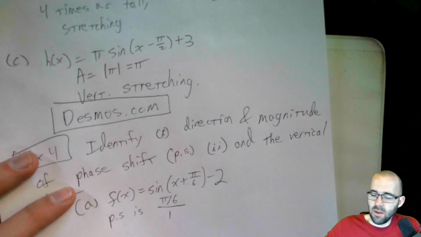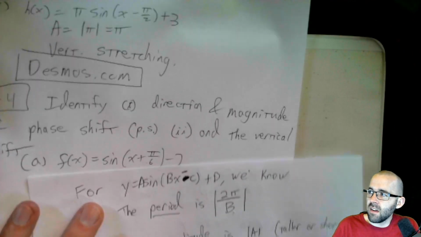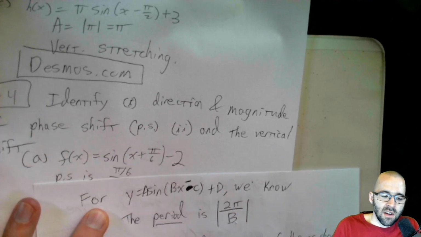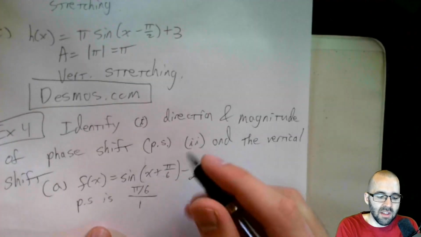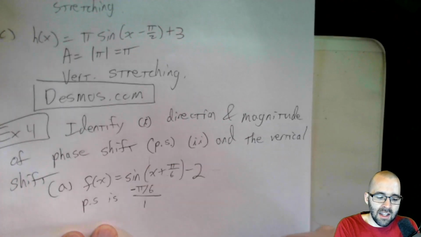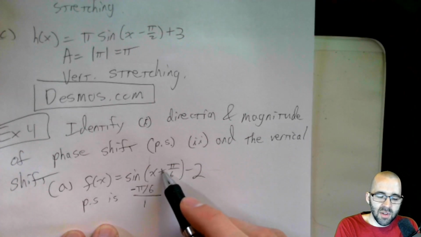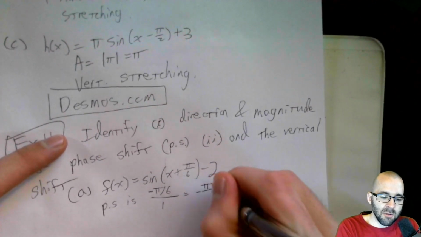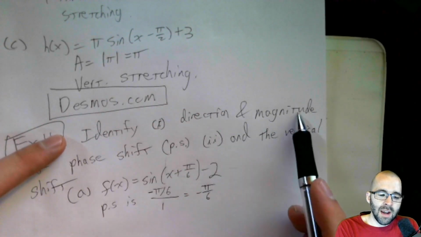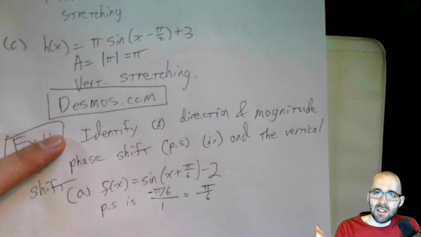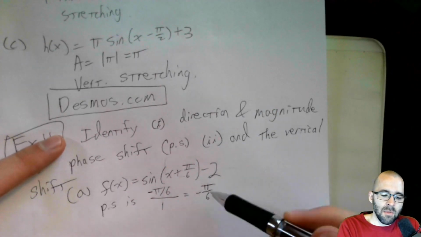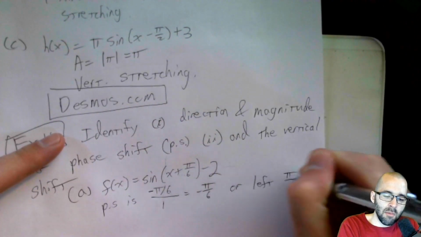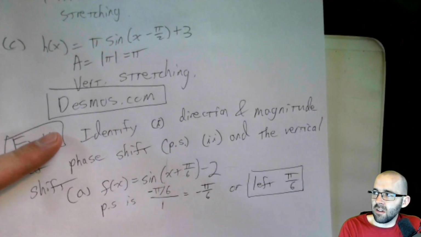But wait, hold on. Something's not right here. In this formula there's a minus, and in this formula there's a plus. Remember, it's always going to be opposite of what you think for the phase shift. So it's going to be negative pi over 6. In the formula we're subtracting here, so we have to flip that. It's essentially negative pi over 6. We're asked the direction and the magnitude. Negative means we're going to the left, and the magnitude is pi over 6. So our answer for part 1 is left pi over 6.